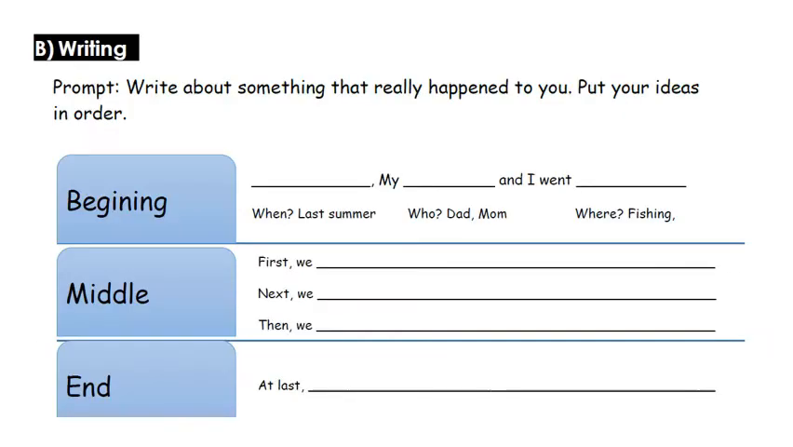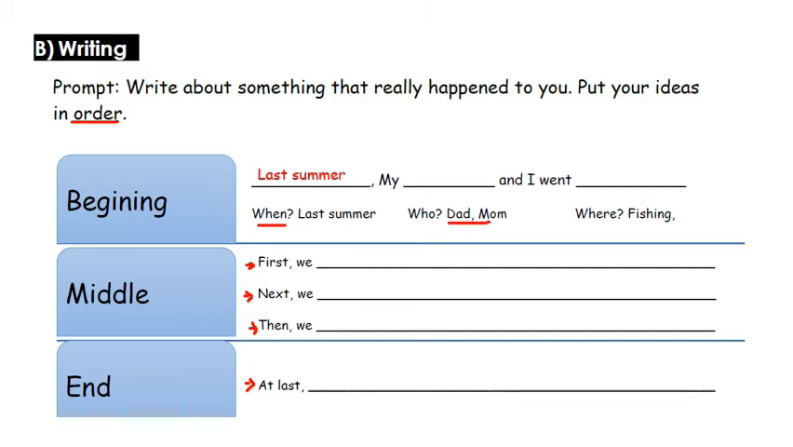In the writing, write about something that really happened to you. Put your ideas in order. In order to put your ideas in order, I have used these word order words: first, next, then, and at last. So in the first blank here, you can say when. When did this event happen? For example, I can say last summer.